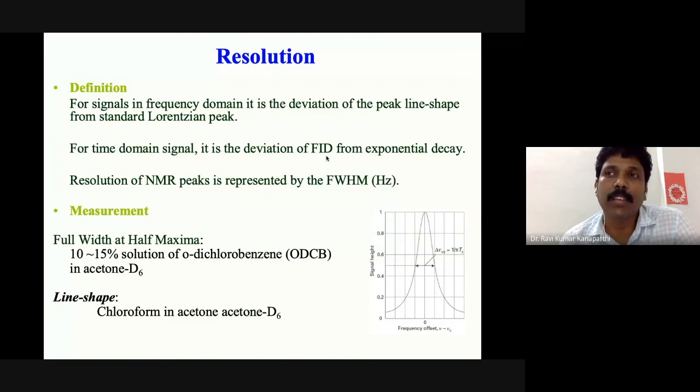If it is shifting from the standard Lorentzian peak, and how much it is shifted, how much it is deviated, that is basically the resolution. On the other hand, if you're dealing with the time information, for example the FID, then how much it is deviated, that is nothing but the resolution. Generally, as I pointed out in the previous slides also, the resolution of an NMR spectrometer is represented in terms of the FWHM.